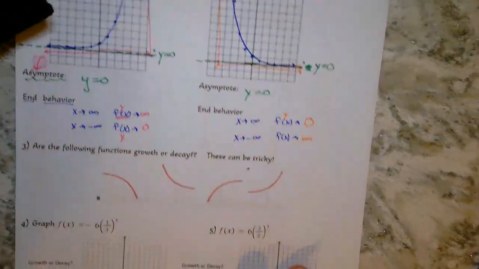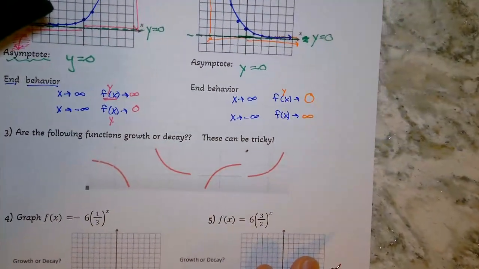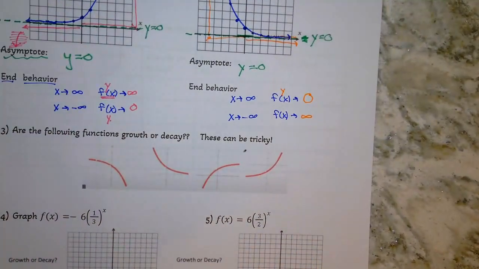Okay, next little section. It says, are the following growth or decay? And these can be a little tricky. So I think there's two obvious growth and decay. See if you can take a moment and put the word growth and the word decay next to two super obvious ones.